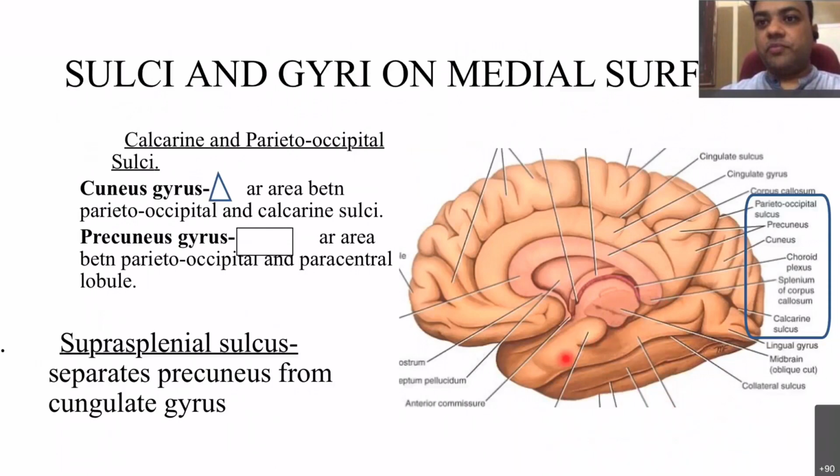Uncus, parahippocampal gyrus. This is the lingual gyrus, and this is the isthmus. Cingulate gyrus or parahippocampal zone between them. This is the isthmus. You can see the lingual gyrus here. This one, cingulate is here, and it is isthmus. Okay.